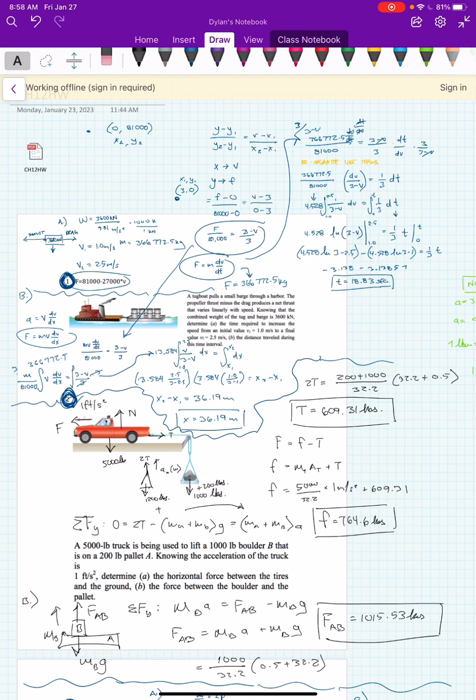We do the same thing with the same equation. However, we take the derivative with respect to position, which would be dv/dx instead of dv/dt. And then we plug all of that in. We integrate from the same values, 2.5 to 1 meters per second. And then we're able to pull our x value and find the distance traveled during the time interval.